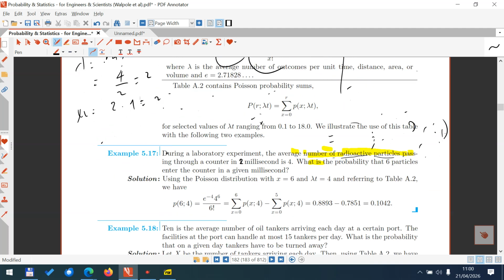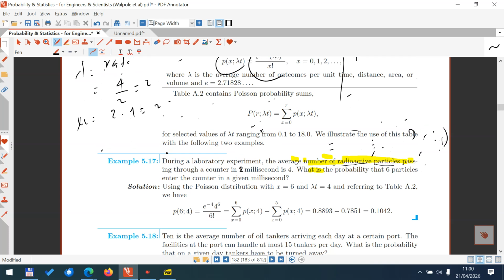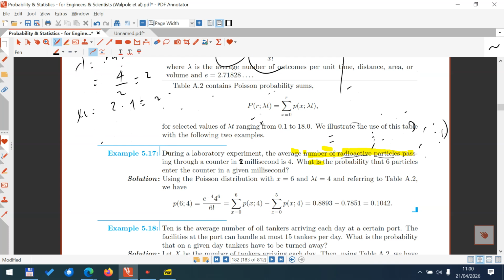Okay, let's get to this second question. So 10 is the average number of oil tankers arriving each day at a certain port. So is it mu or is it lambda? What is the safest thing you can say? Let's say you don't read the question, you only read this part.